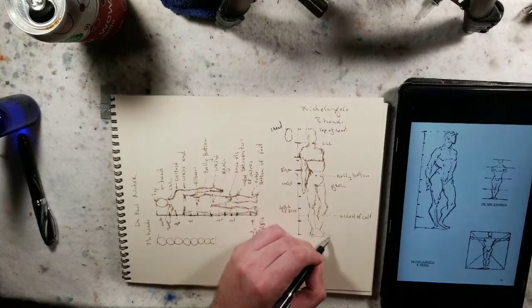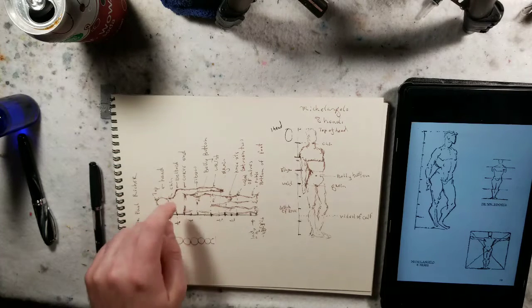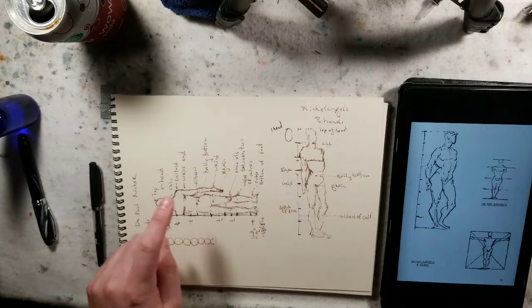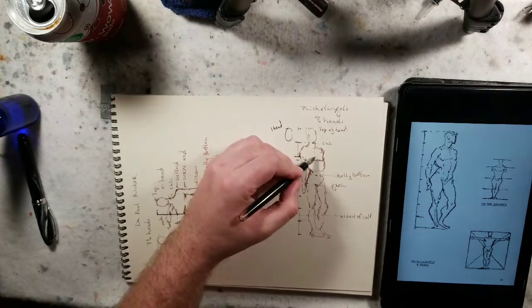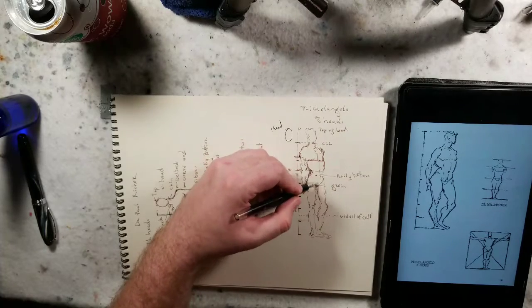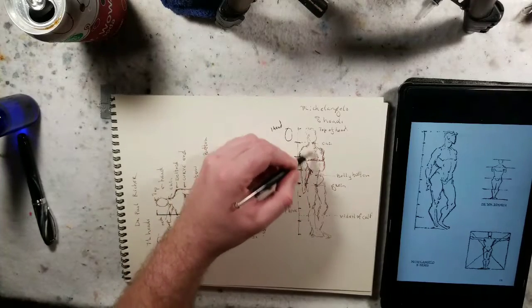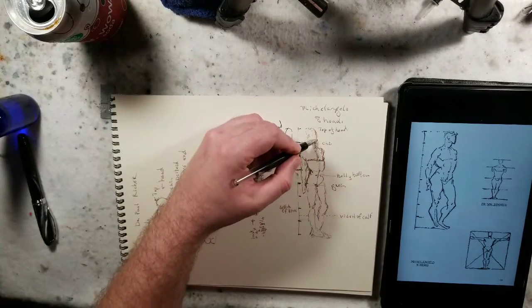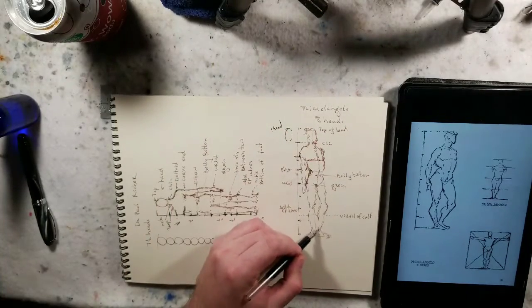Okay, so that's the layout for Michelangelo's approach. This is just subjective, but I think this one is easier: the 7.5 heads, the Dr. Paul Richer approach so far. But like I said, this one is affected by the posture that this person is taking. Okay, so let's move on to the last.